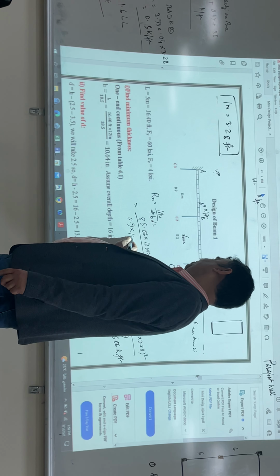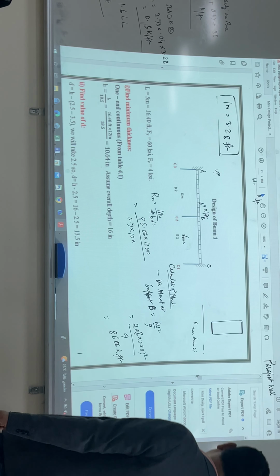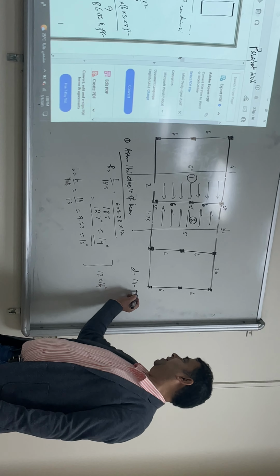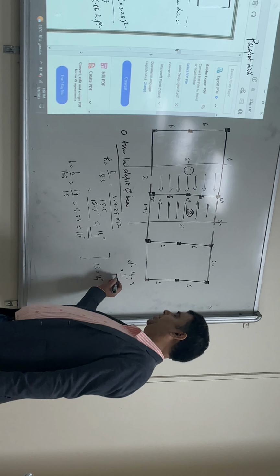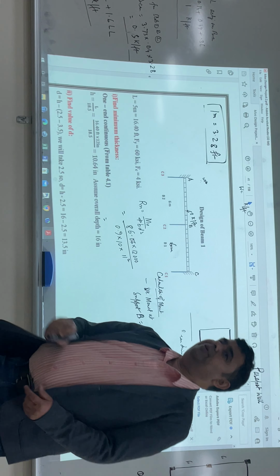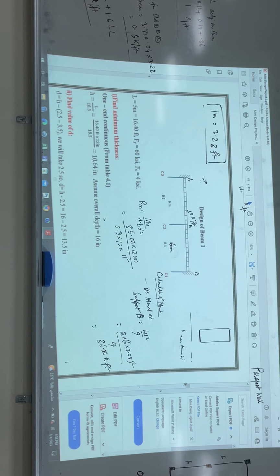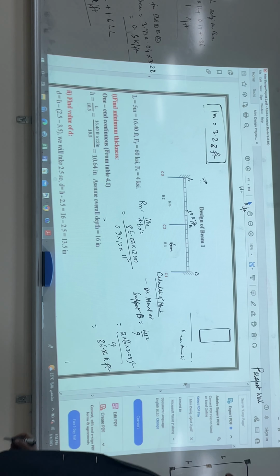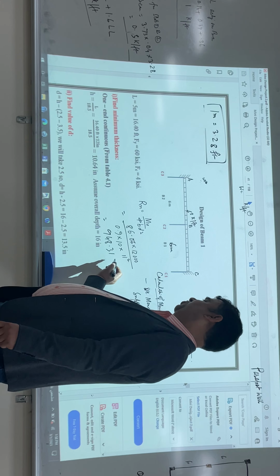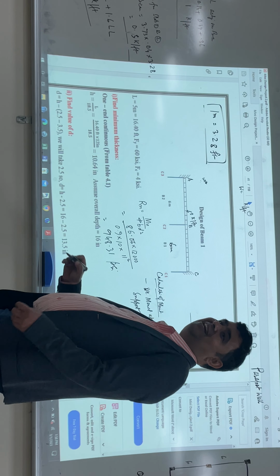b is 10 inch, and d you have taken 14, so d is equal to 14 minus 3, it is 11 inch. So 11 inch square. How much is coming? 948.31 psi.